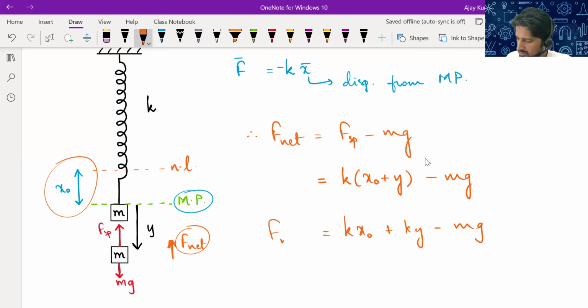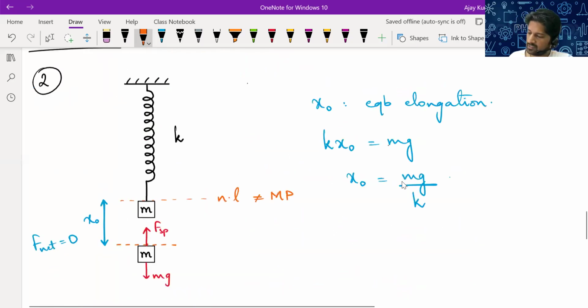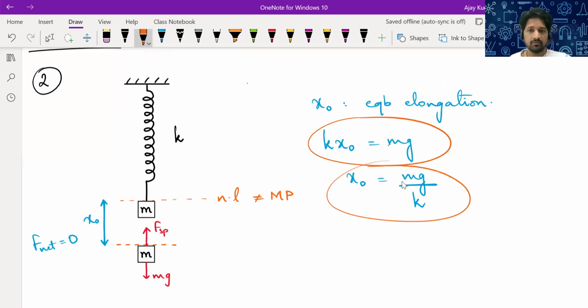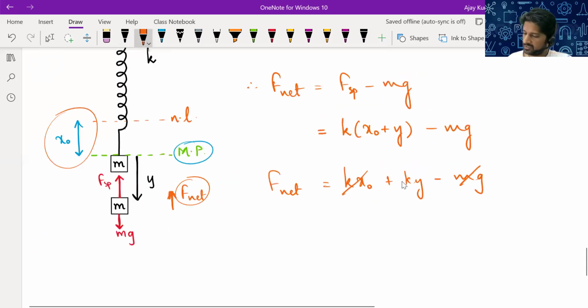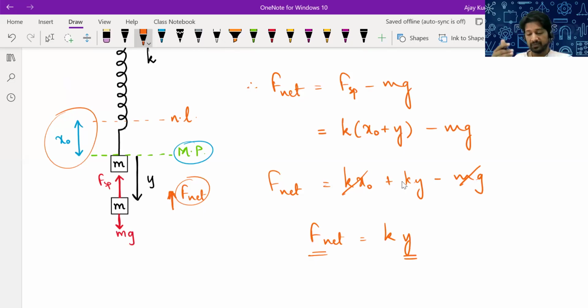Now this does not look like it is proportional to y, but what is x naught here? Mg by k, or kx naught was already equal to mg. If kx naught is equal to mg, then net force is equal to ky. And the direction is opposite to y anyway, so the minus sign is taken care of. Now we see that the net force is proportional to y. What is y here? Displacement from mean position only, no? From the equilibrium position, we assume the block is pulled down by y. So y is the displacement from mean position, and net force is spring constant multiplied with that y.